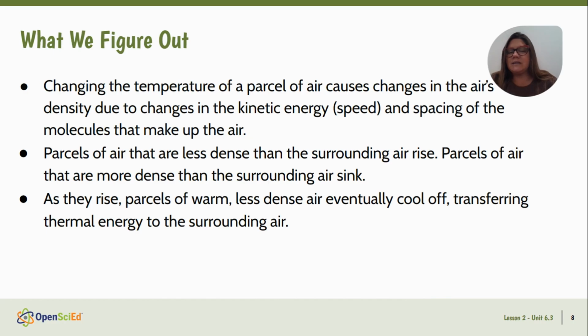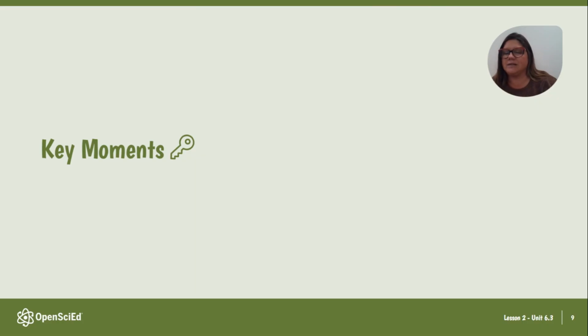So what we figure out in this lesson is that changing the temperature of the parcel of air as a whole causes changes to the air's density due to changes in the kinetic energy, or speed and spacing, of the molecules that make up that air parcel. Parcels of air that are less dense than the surrounding air are going to rise up, and parcels of air that are more dense than the surrounding air are going to sink down. As they rise, those parcels of warm, less dense air are actually cooling off by transferring thermal energy out into the surrounding air. So those are some big things we figure out in this lesson.